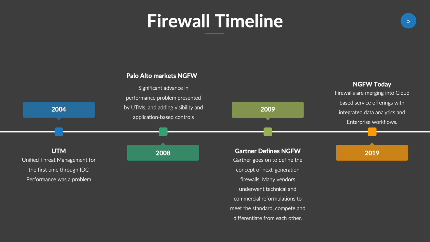In 2009, Gartner went further to define the next generation firewall as something that involves threat intelligence that comes from outside the firewall. That could be a cloud or a collection or a large database. We'll talk more about that, of course, as well.